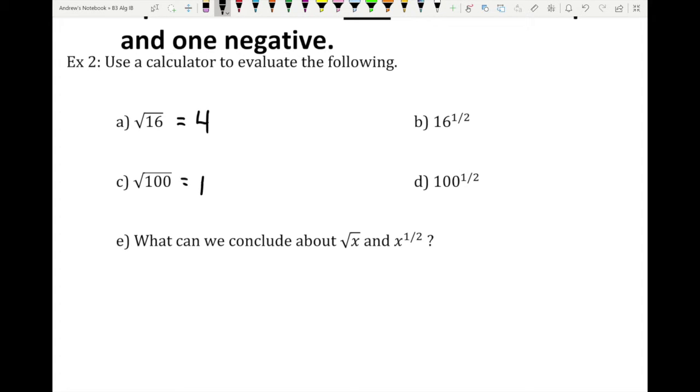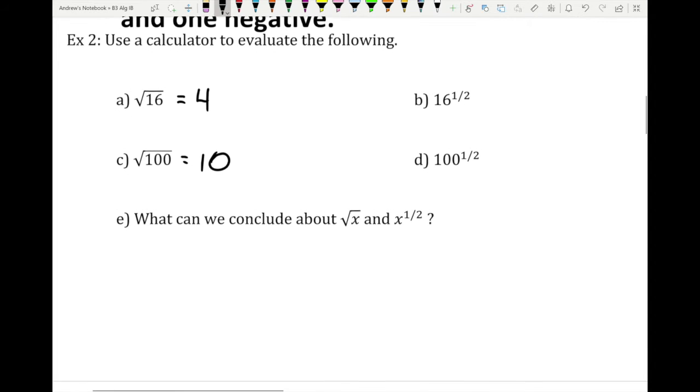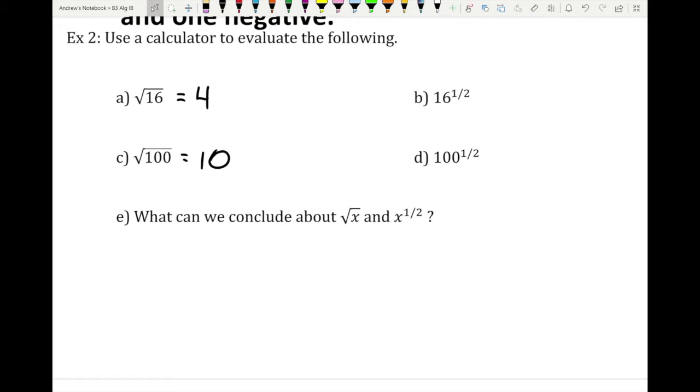Right? But the square root of 16 is going to be 4. The square root of 100 is going to be 10, right? I'm unsquaring those, right? 4 times 4 is what gives me 16. 10 times 10 is what gives me 100. And then we've got this 1/2 power there.